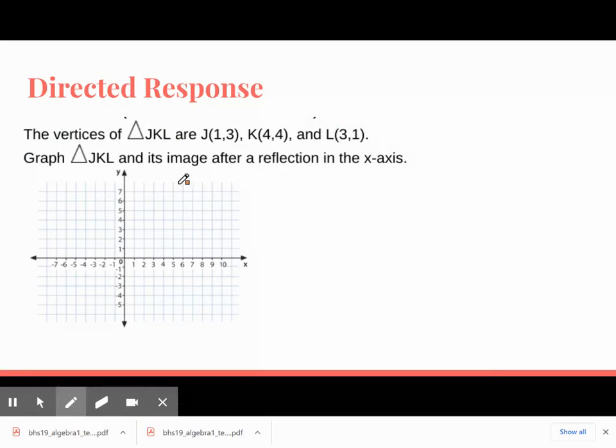The vertices of triangle JKL are J 1, 3, K 4, 4, and L 3, 1.